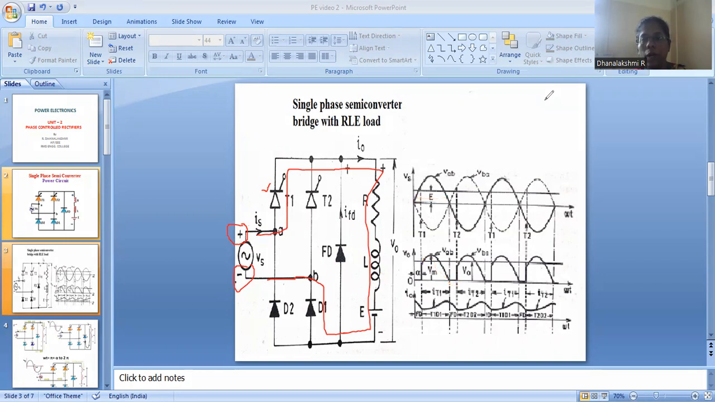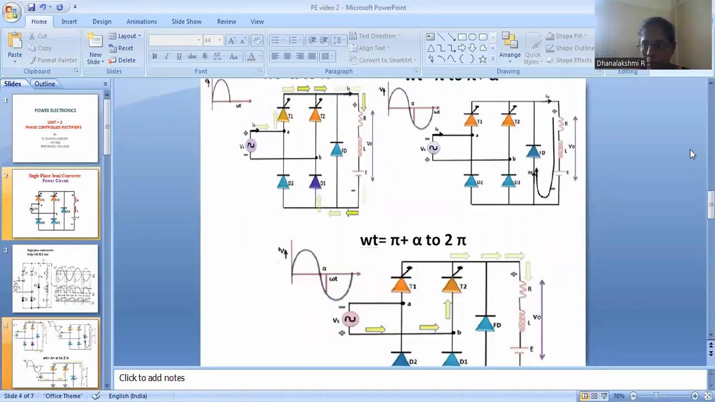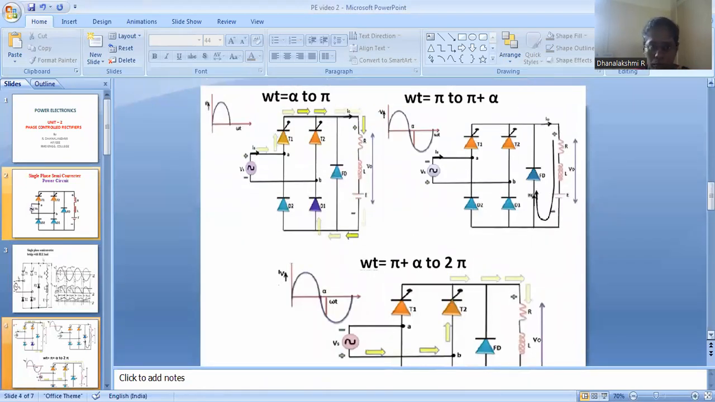From 0 to alpha, then from alpha to pi, then from pi to pi plus alpha. So here we can see that from alpha to pi, the current flow will be from the source to the thyristor T1 and load and back to D1. So during this period, thyristor T1 and D1 will be conducting, and it is just following your input source voltage.